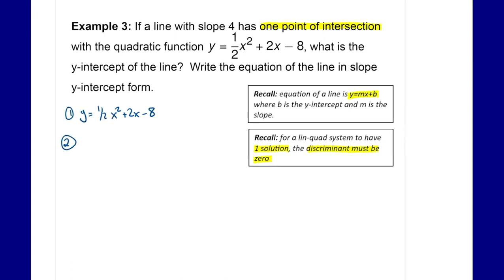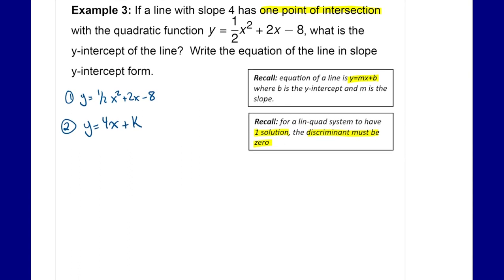Our second line, we don't know the y-intercept, but we do know that it has a slope of 4. So we do know y equals 4x, and there's going to be an unknown y-intercept. We're going to call it k in this case. You could say it's b, but we're going to be referring to another b value, so I don't want to get it too confused. So 4x plus k.